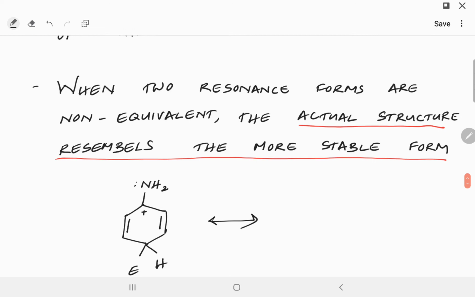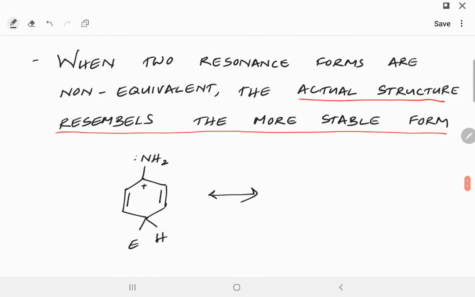Okay, so when you have two non-equivalent resonance structures, always worry about the stability of each resonance structure, and then the more stable resonance structure will resemble the resonance hybrid more. The contribution to the resonance hybrid from the more stable structure will be higher. Okay, so here's an example. In here I have an aniline. It used to be an aniline, but because of the substitution of E, or you can say addition of E, it has made a positive charge on the benzene ring.